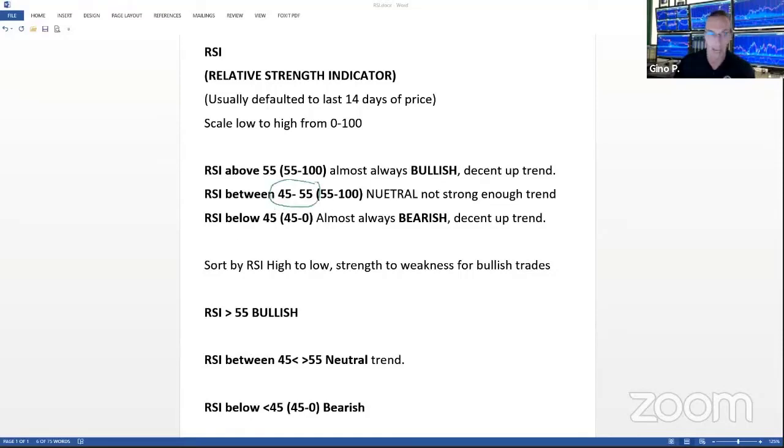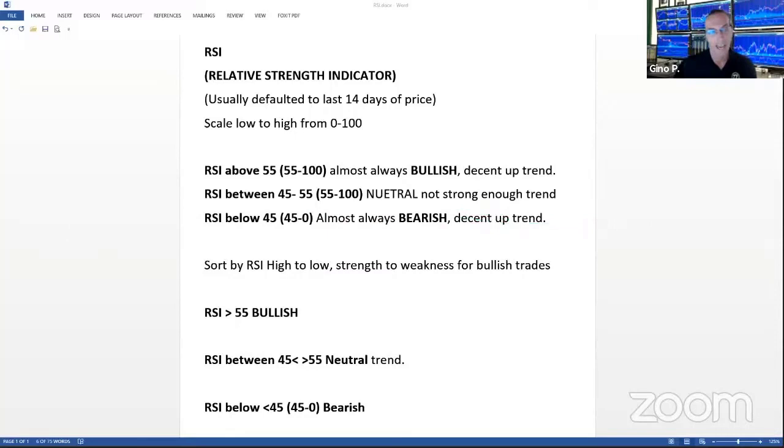You don't want these guys here. So why waste your time looking at these? Because it's going to be a hard decision if you're looking for a bullish trade. Finally, below 45 to 0, that range down there, it's almost always bearish. It's almost always bearish, and it's not a decent uptrend. It's going to be a bearish trend.